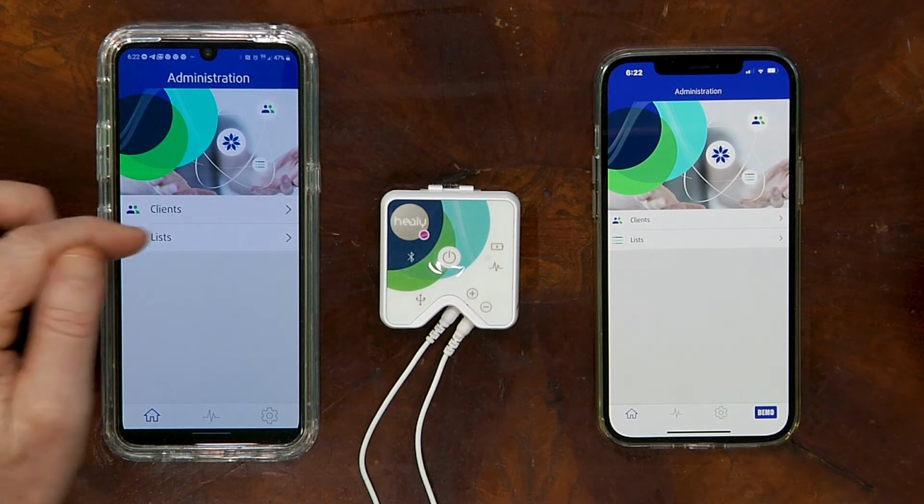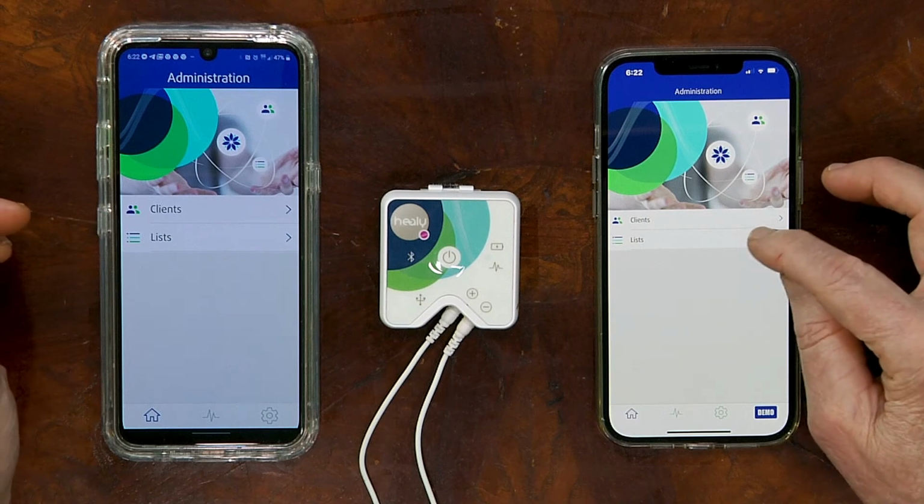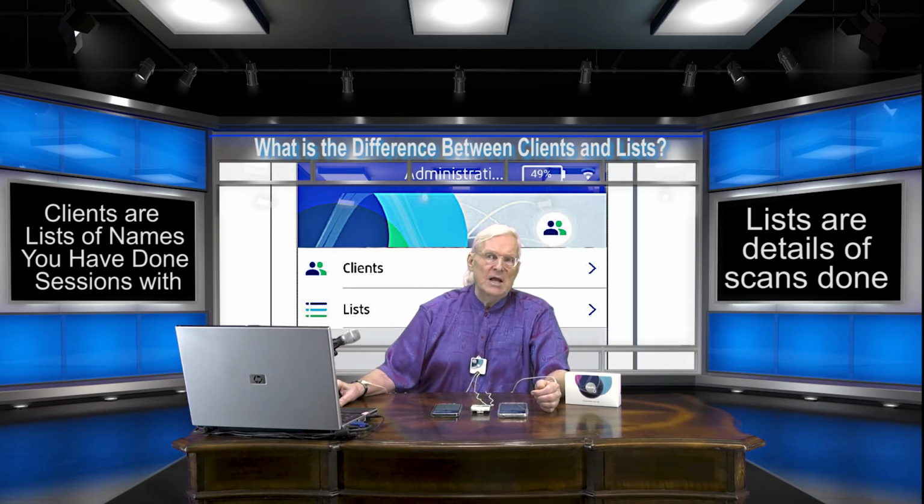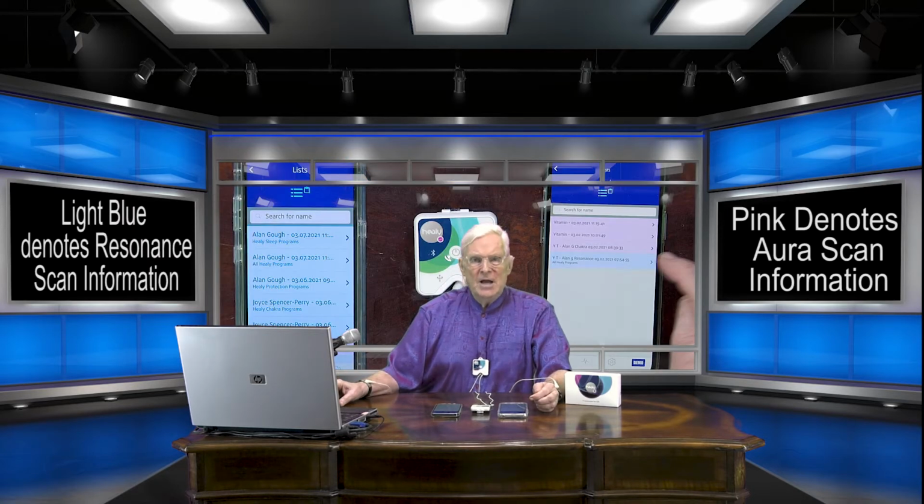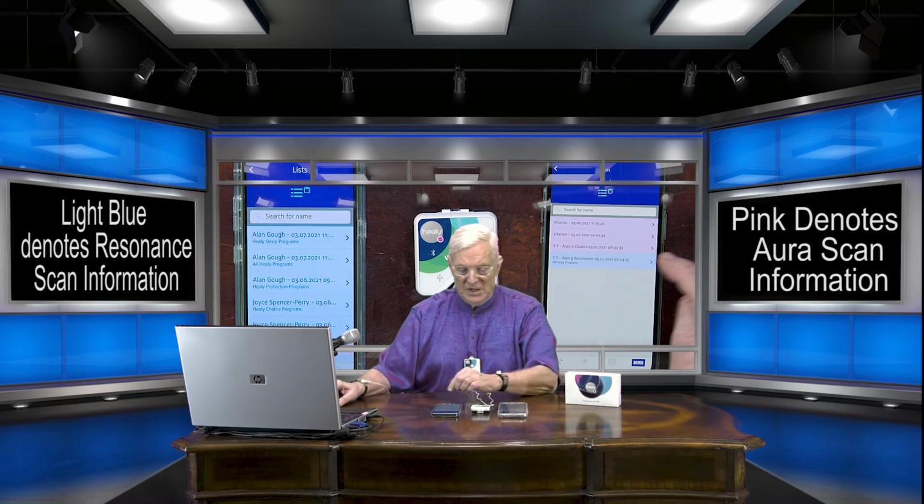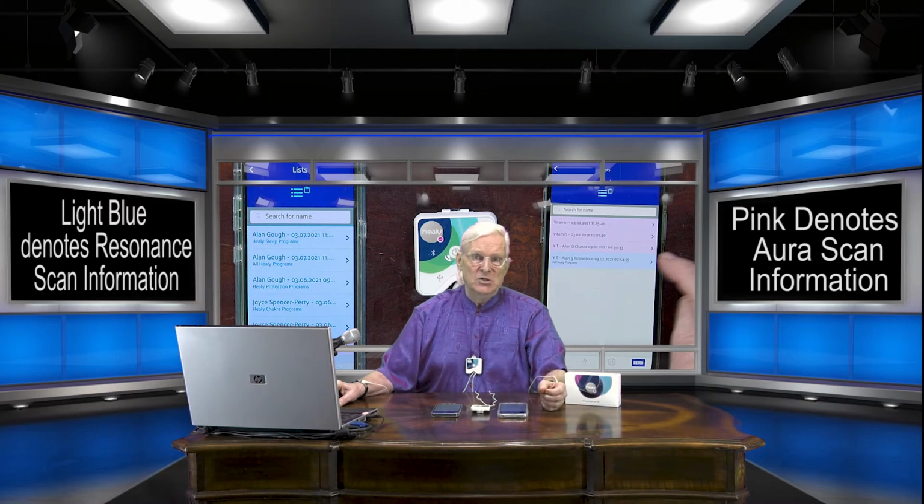Many people ask, what is the difference between clients and lists? Clients are all the people you have set up that you've given Healy sessions to, while the lists are the details and access to all the scans you have done for yourself and your clients. In list categories, light blue denotes resonance body scan information, and the pink indicates aura scan list information.